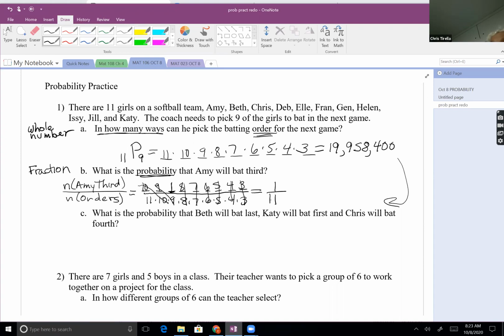If you don't want to leave it in factored form and you want to fully use that permutation notation, the denominator is our 11p9. In the numerator, there's one Amy, and we want to pick her, 1p1. Then of the 10 remaining players, we need 8. So we want Amy and 8 more. So it would be 1p1 times 10p8.